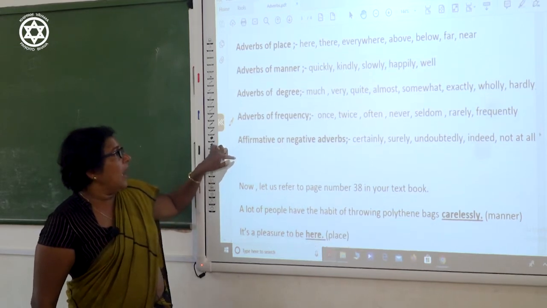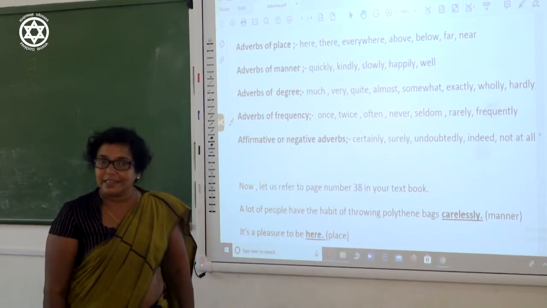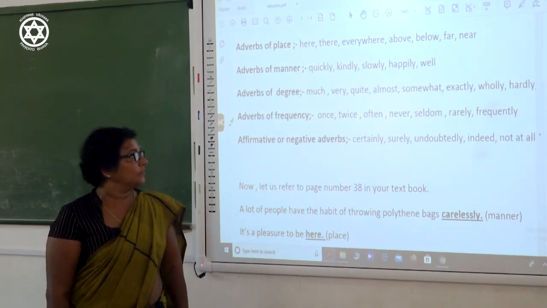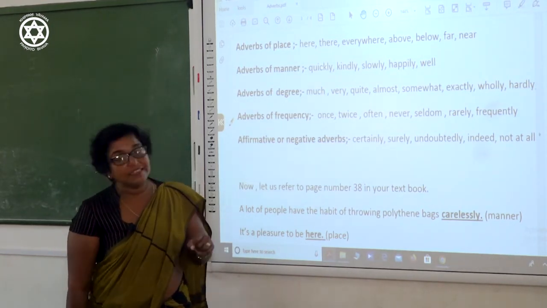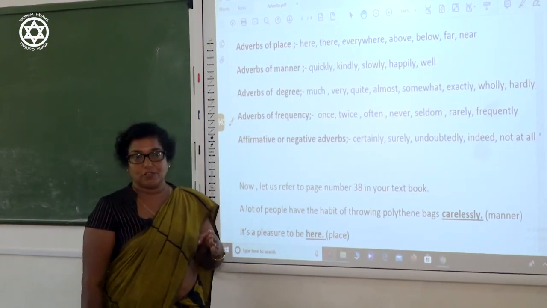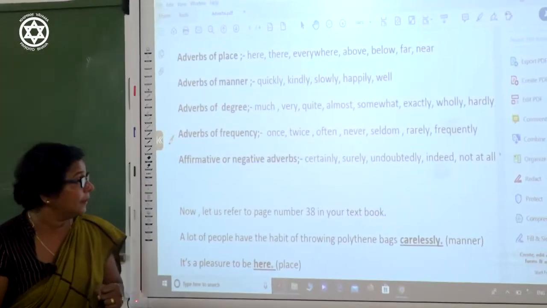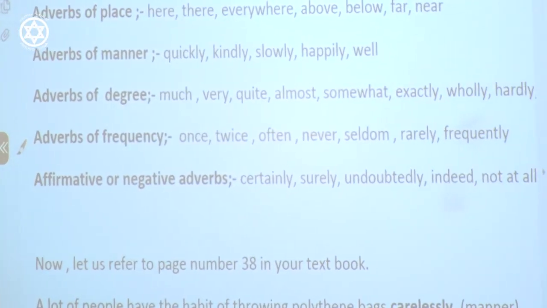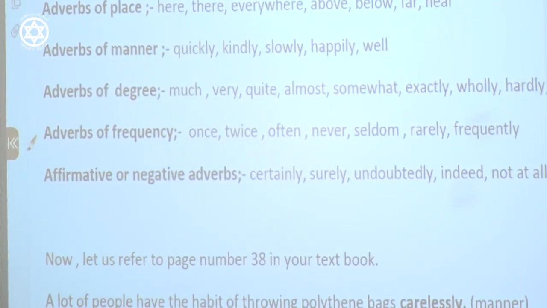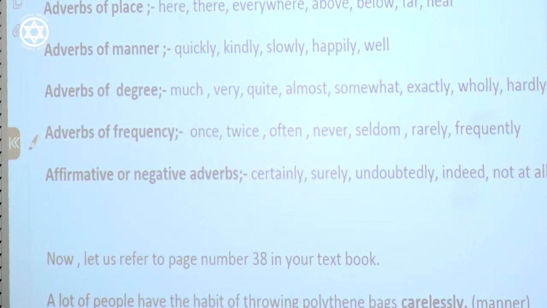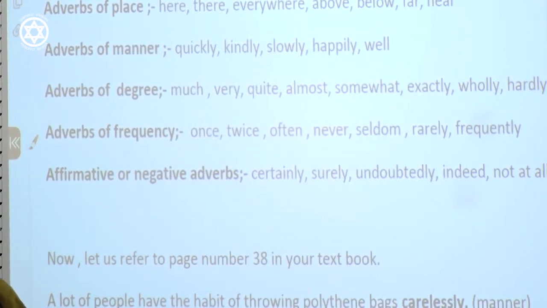Then you have adverbs of frequency. That is another kind of adverbs in the English language. Look at the examples I have given. There are some other words as well; I have given you only a few examples here: once, twice, often, never, seldom, rarely, frequently. So, what do they tell us? The adverbs of frequency tell us how often an action happens, whether it happens monthly, daily, rarely, never, likewise.